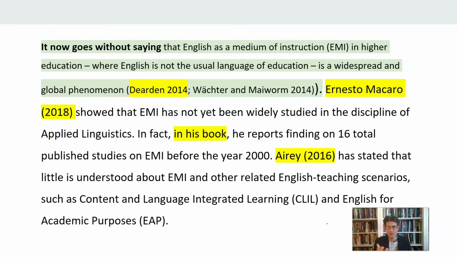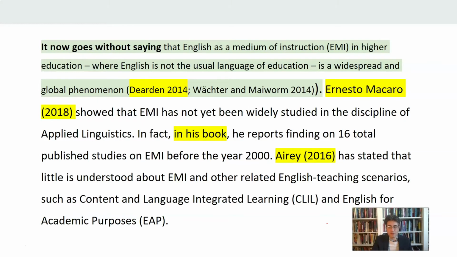It now goes without saying that English as a medium of instruction in higher education, where English is not the usual language of education, is a widespread and global phenomenon. So here, instead of "this is what Julia Dearden said," you're saying "this is what I am saying, and this is also supported by these other people here." Instead of foregrounding those people, you're just using them to say, this is me and my peeps, other people who have said something similar, and you're making that assertion and bringing those other authors into the conversation because they deserve to be part of the conversation. They were there already.